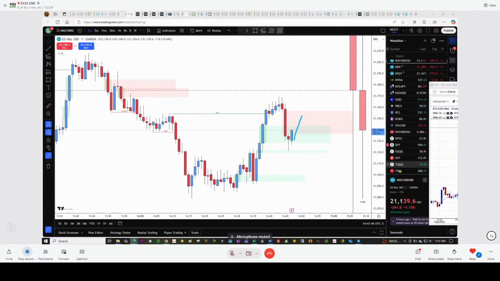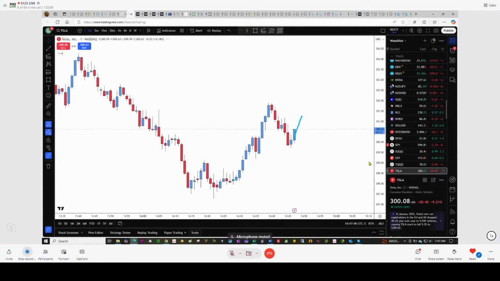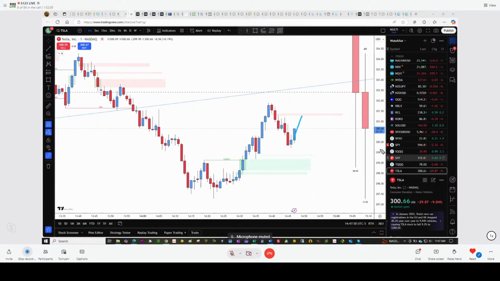There's that pullback. So is that happening there? So the question now is, do they take out the high again, or do they just go into the gap and that's enough?